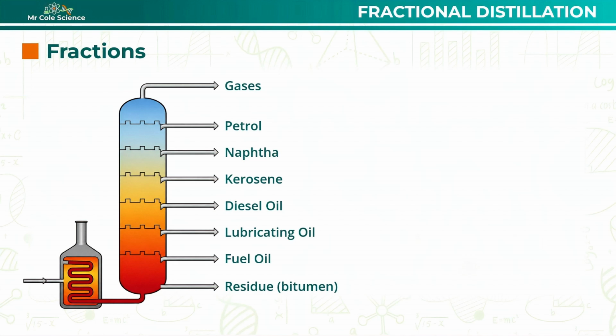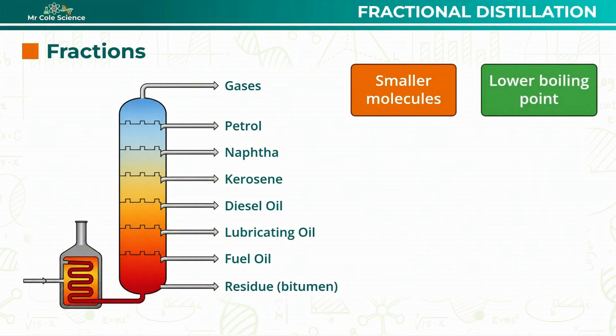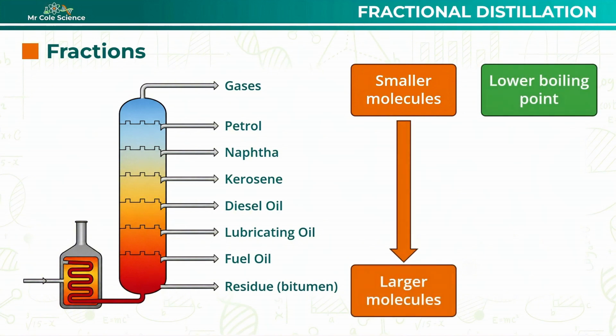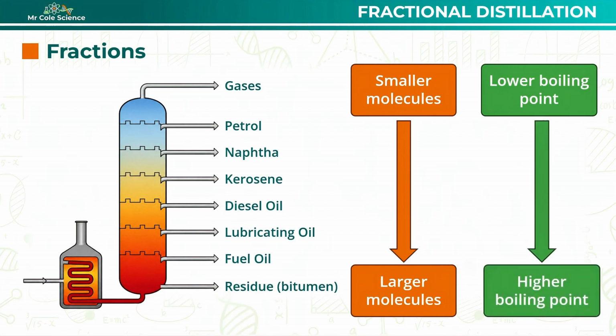Now, don't worry too much about trying to memorize every fraction and exactly where it appears in the column. The important thing is understanding the pattern. The further up the column a fraction is collected, the smaller the hydrocarbon molecules it contains and the lower their boiling points. Conversely, the further down the column a fraction is collected, the larger the hydrocarbon molecules and the higher their boiling points. If you understand that relationship, it becomes much easier to work out the order of the fractions rather than simply trying to memorize them.